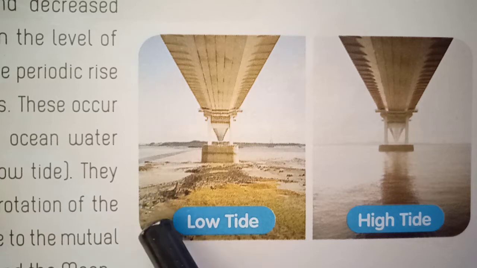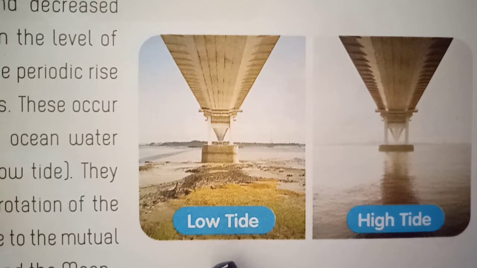Tides happen at regular intervals due to the rotation of the earth, means because of mutual attraction between the sun, the earth and the moon. These tides occur.